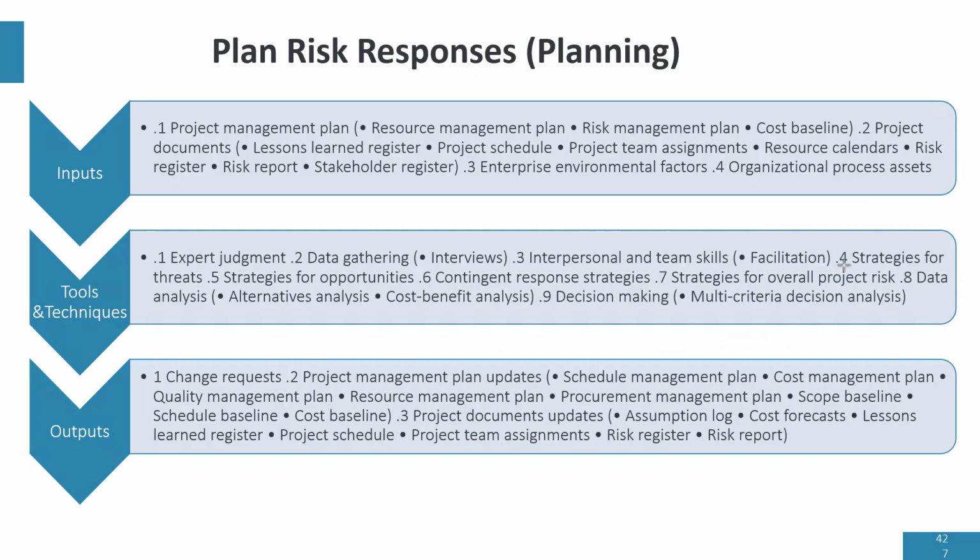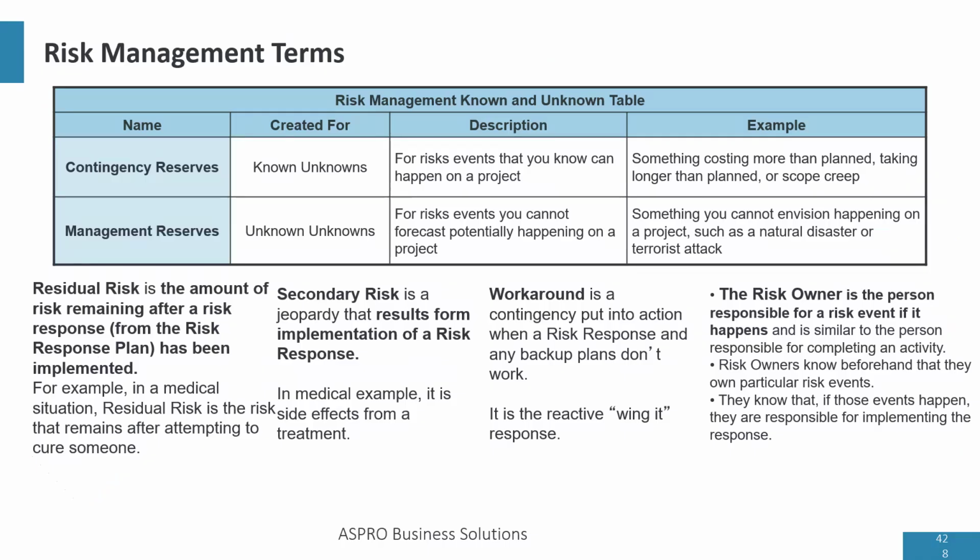So number one, we have strategies for threats. If you have threats in your project, there are strategies for threats. We have strategies for opportunities. If you have opportunities in your project, you have strategies. Then you have contingency response strategies, and then you have strategies for overall project risk. So that's what I'm going to look at. But before we look at the strategies, let's talk about some terms, risk terms.